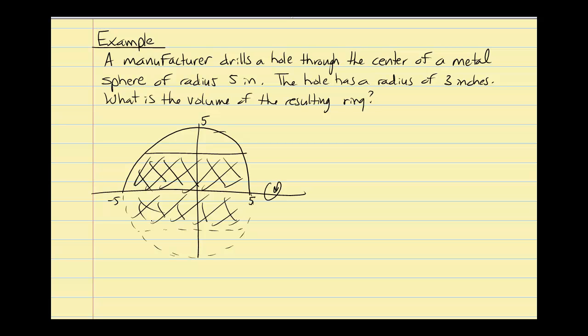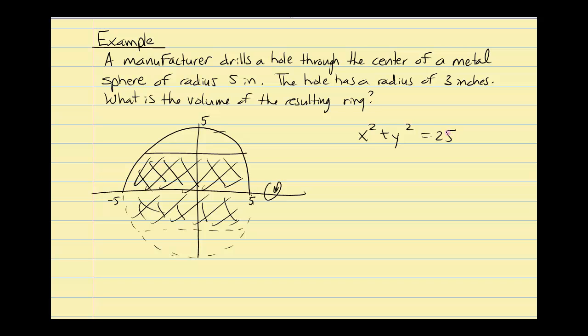So in order to set this up, we need to come up with the equation of a sphere. Well, the equation of a sphere I'm not really going to worry about. I'm going to worry about the equation of a circle to begin with, and then I'll rotate it. So I get x squared plus y squared equals r squared. Radius is 5, so I get x squared plus y squared equals 25.